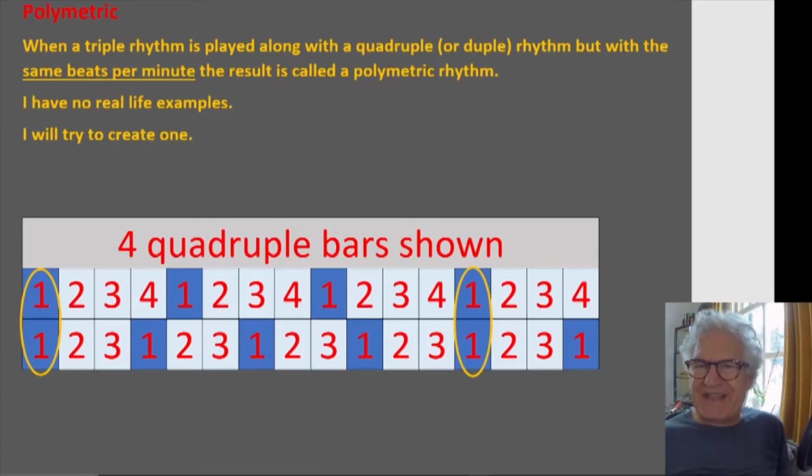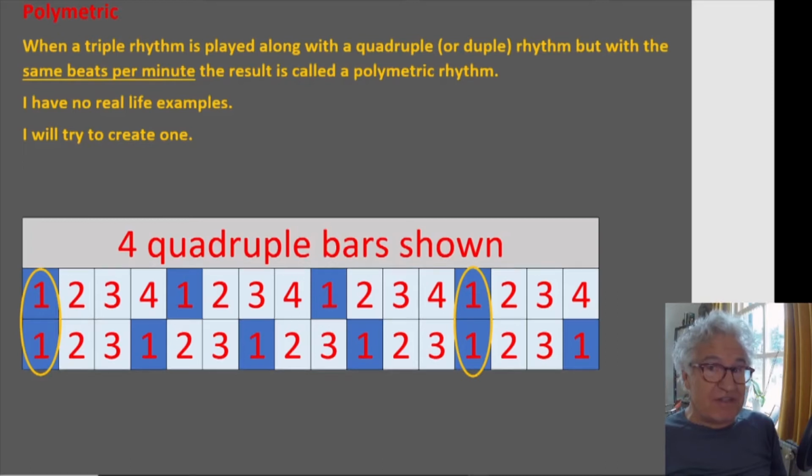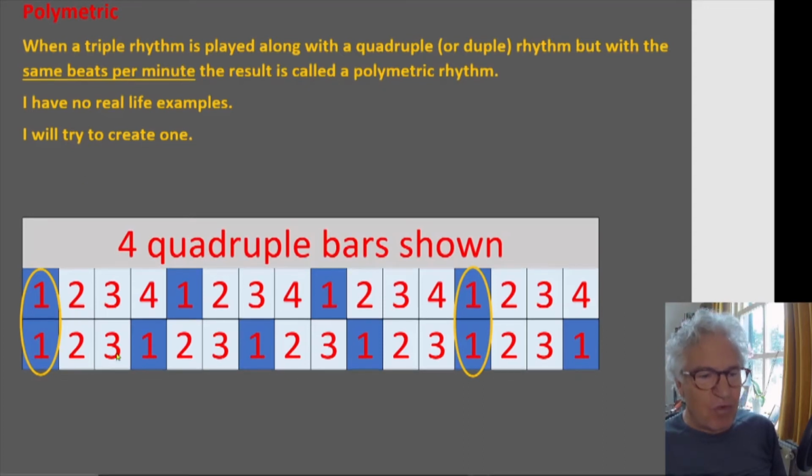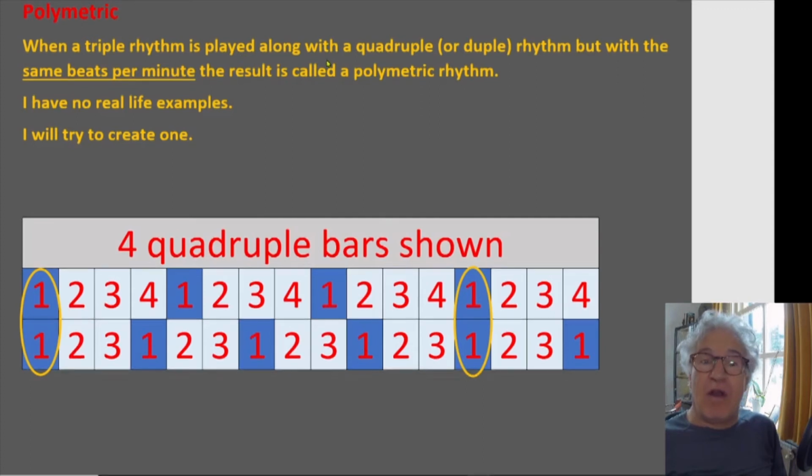Then there is a way of mixing two rhythms, two time signatures, I should say, in a way that until recently I had never heard of, and that's called polymetric. What is that? When a triple timing rhythm, 1 2 3 1 2 3 and so on, is played along with a quadruple or duple rhythm, but with the same beats per minute, so let's say 90 beats per minute, the result is called a polymetric rhythm. I have no real life examples. I will try to create one so that you will understand what the result will be.